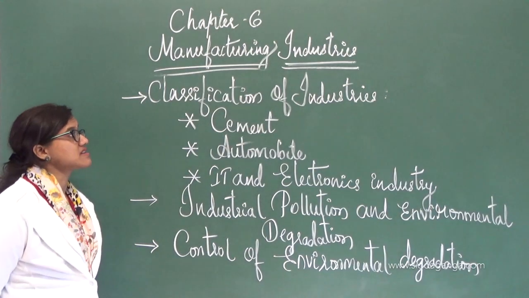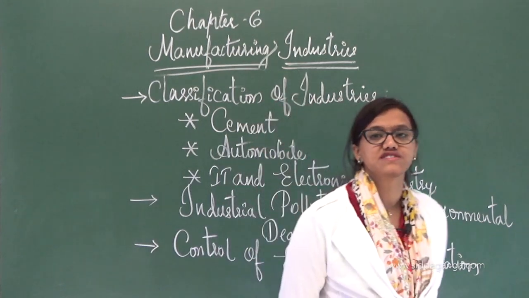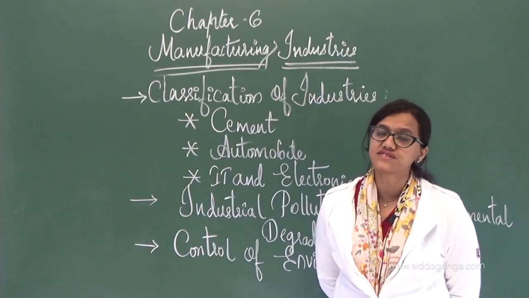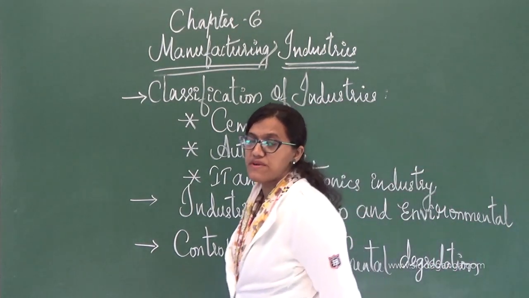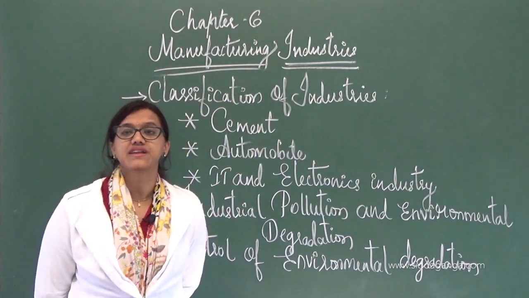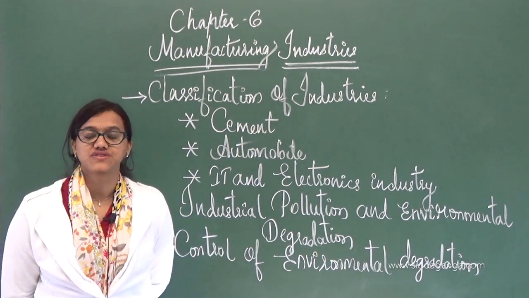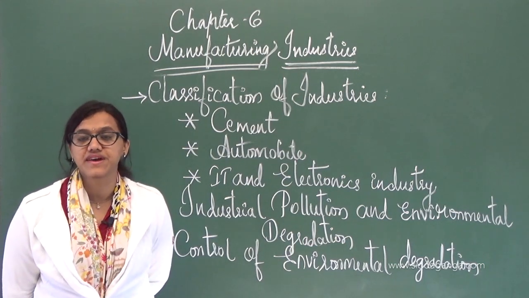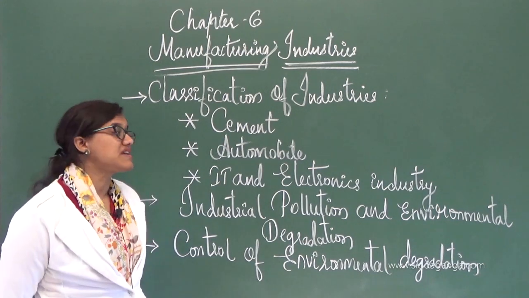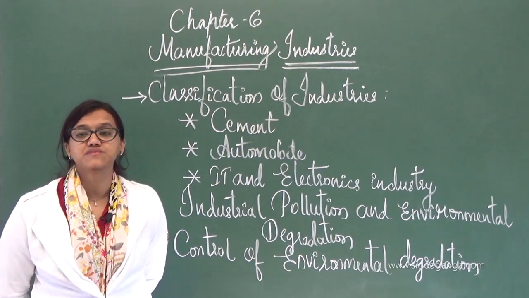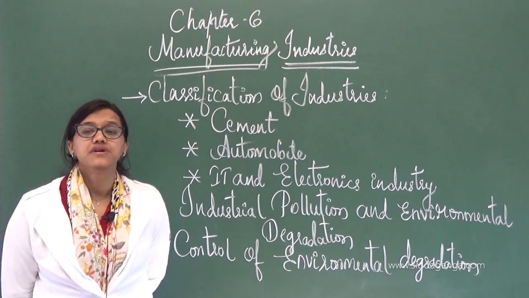So you can consider that classification of industries. Under that, we have discussed these two things, agro-based industries and mineral-based industries. When it comes to agro-based, it totally depends upon agriculture itself. Whatever raw materials they receive from agriculture, it depends upon that. And mineral-based industries depend upon the minerals and metals, which are considered the raw materials for production here.